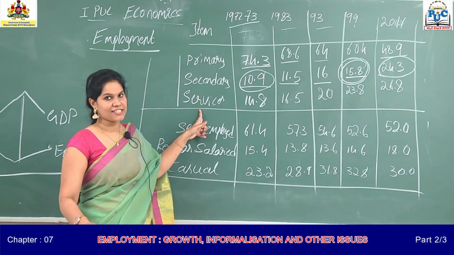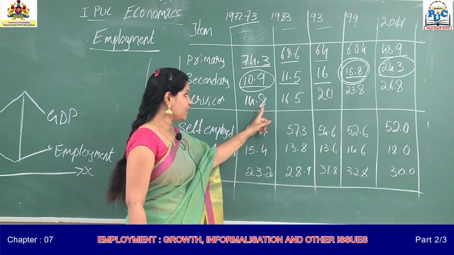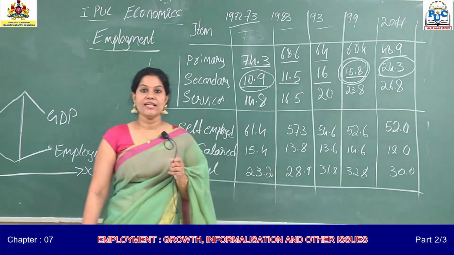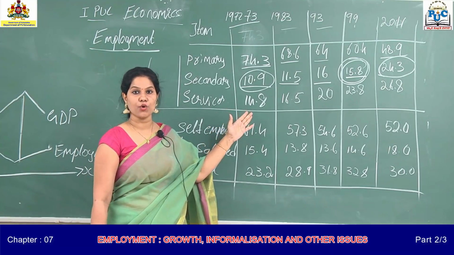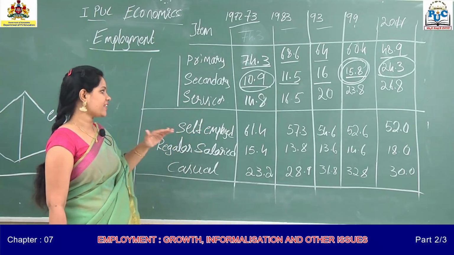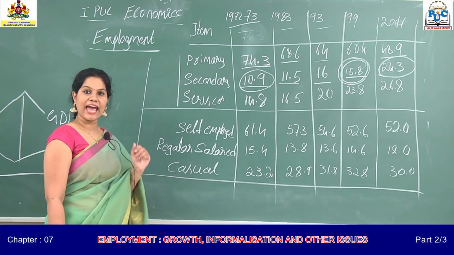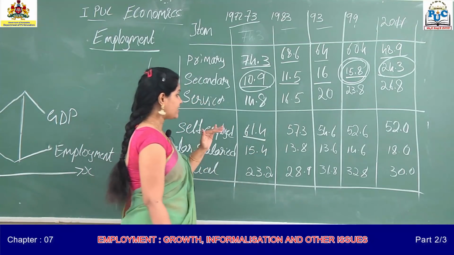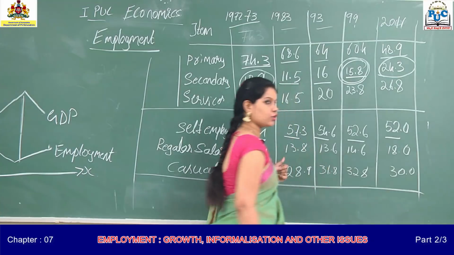The third sector is the service sector. As I told you, it is my favorite sector and my sector too. It was 14.8, increased to 16, 20, 23, and 26.8. The service sector contribution is really increasing, and definitely service sector growth is very commendable when it comes to all three sectors. So now, after the three sectors, we'll come to these three areas: self-employed, regular salaried, and casual wage laborers. So self-employed people, it was 61% and started decreasing to 57, 52, 54, 52, and 52.